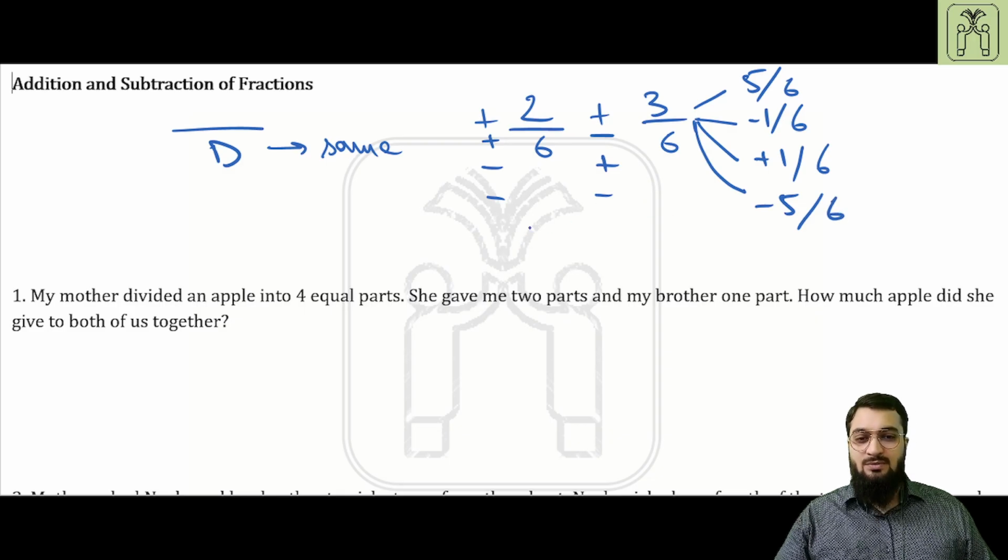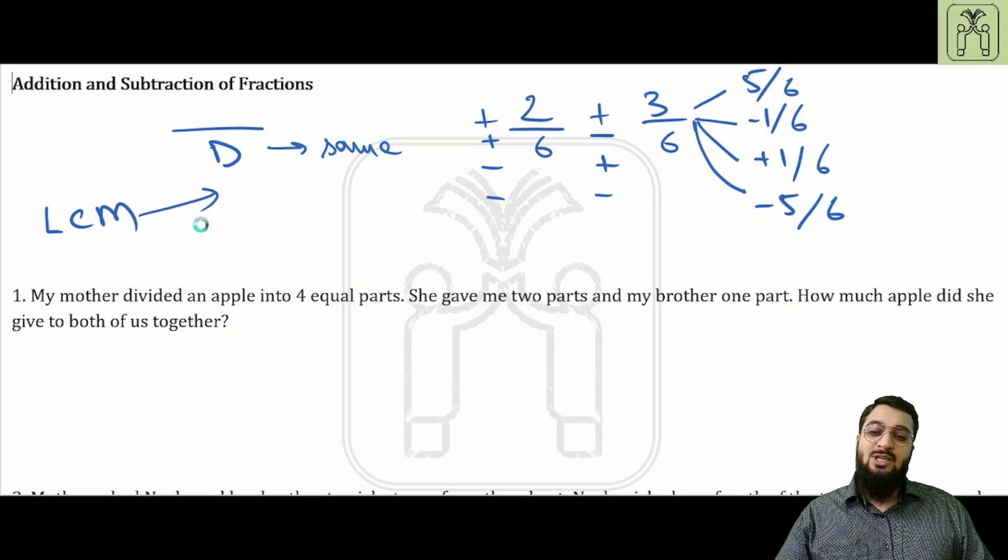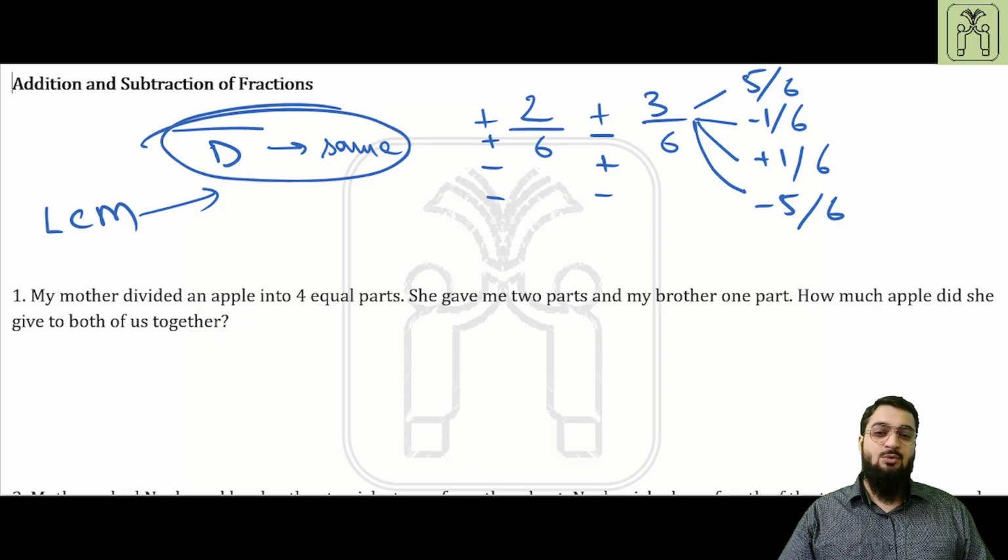But what if the denominators are not the same? So you know how to make the denominators the same. That is with the help of the LCM method. Either use the LCM method or simplify the other fraction if it is possible to make it in the simplest form. You just need to make the denominator the same, and that is the thumb rule. You can do it in whatever means you want.